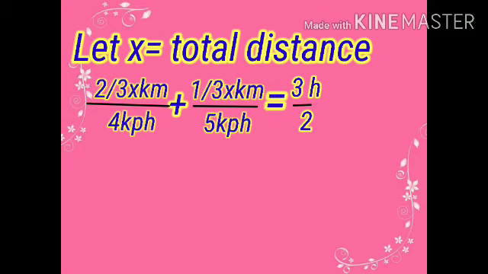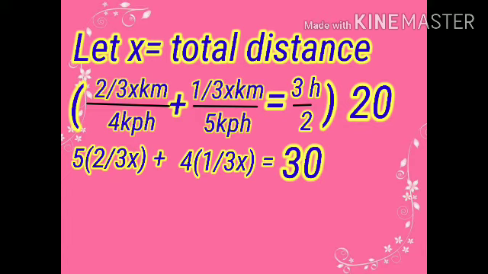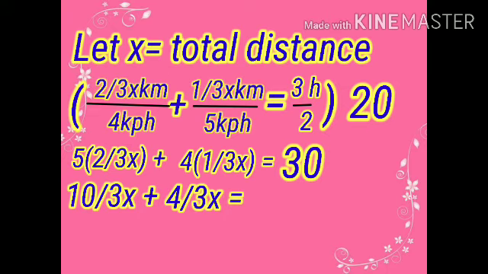To simplify, multiply both sides by 20. 20 divided by 4 is equal to 5, so that will be 5 times 2/3 x. Plus, 20 divided by 5 is 4, and that will be 4 times 1/3 x. So 20 over 2 is 10, times 3 is equal to 30. 5 times 2/3 x is equal to 10 over 3 x, plus 4 times 1/3 x is equal to 4 over 3 x. The working equation will be 10 over 3 x plus 4 over 3 x is equal to 30.